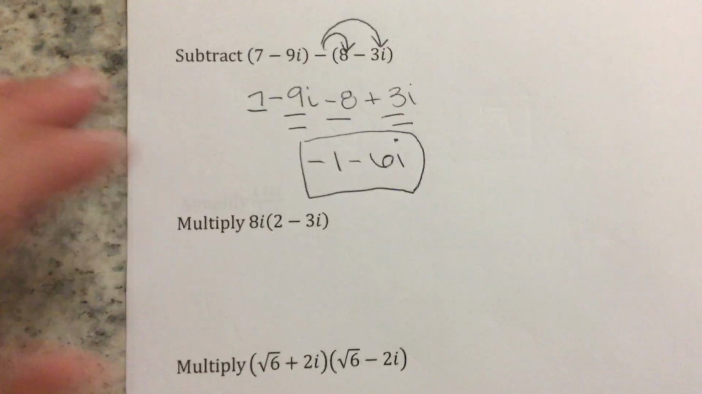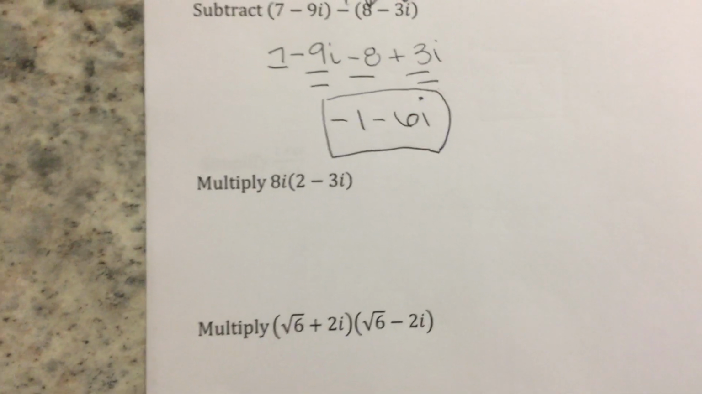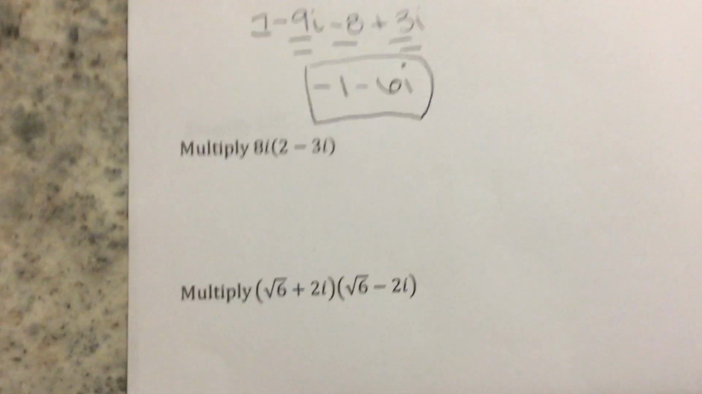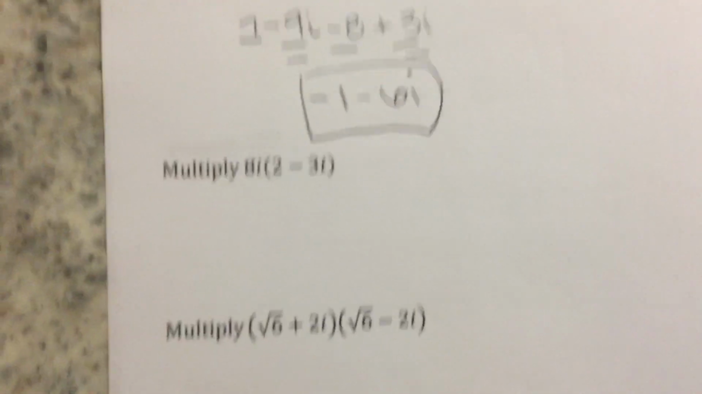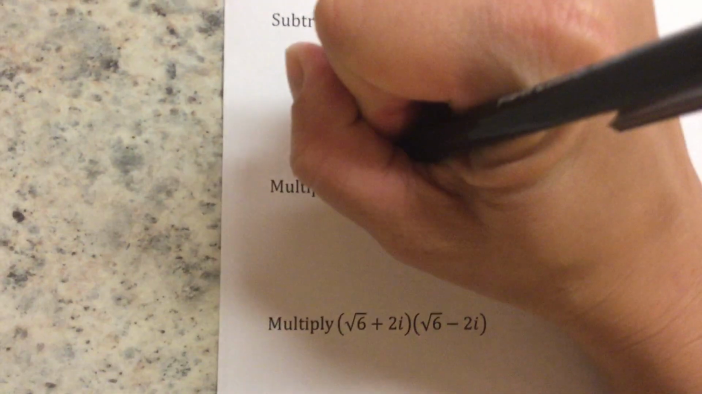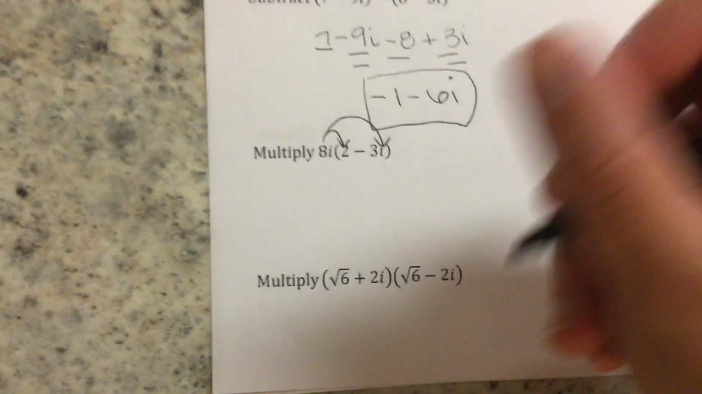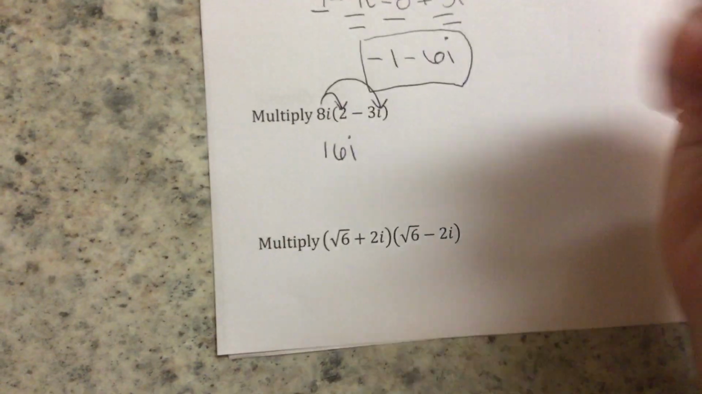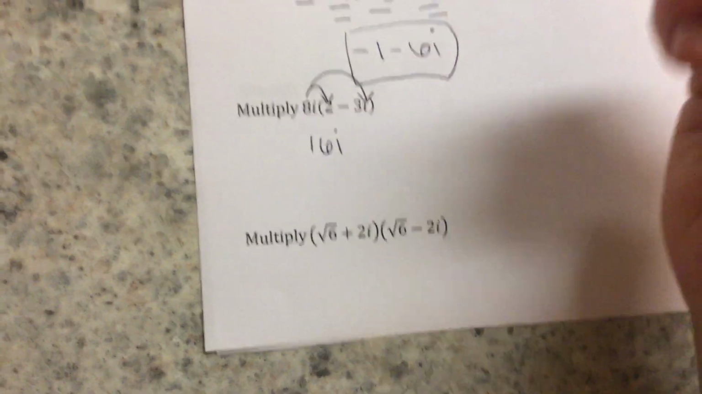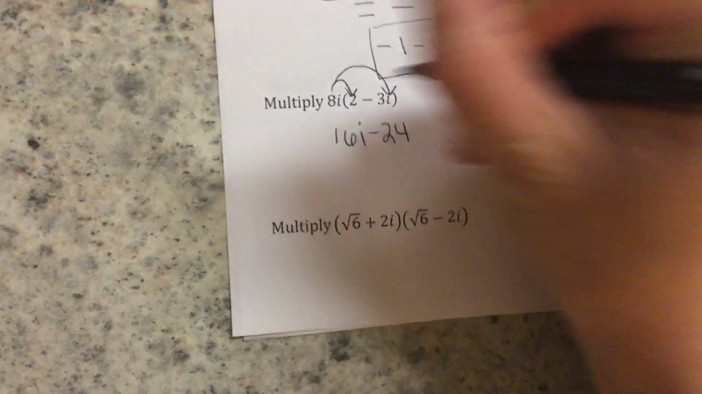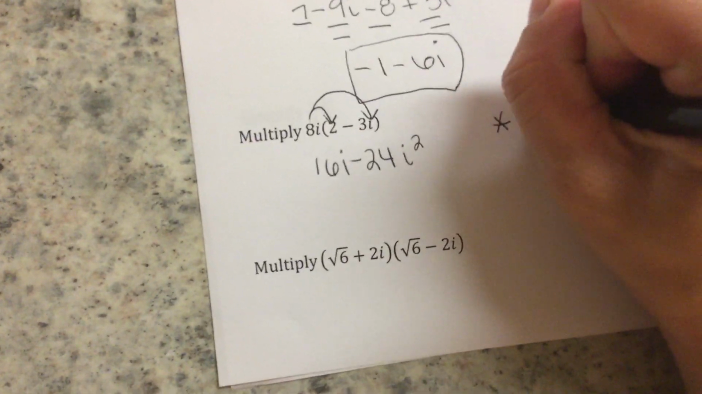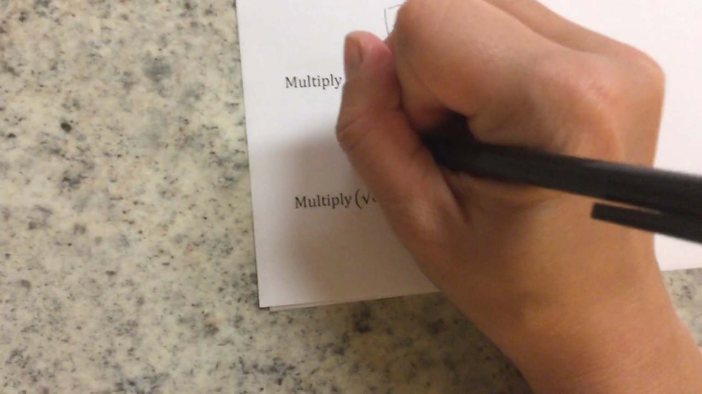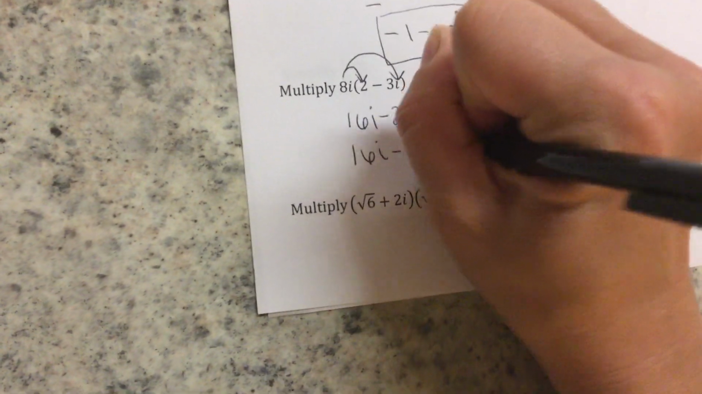So we added, we subtracted, now we're going to multiply. So I have 8i times 2 minus 3i, just like I would with any other multiplication, just like if it was 8x times 2 minus 3x. All you would do is distribute, same concept. So 8i times 2 will give me 16i. 8i times negative 3i will give me a negative 24. I have i times i, so I have i squared. But we said earlier that i squared equals negative 1. So I can replace that i squared with a negative 1.